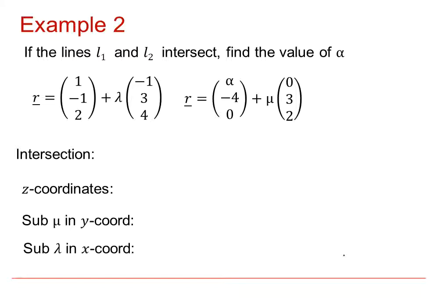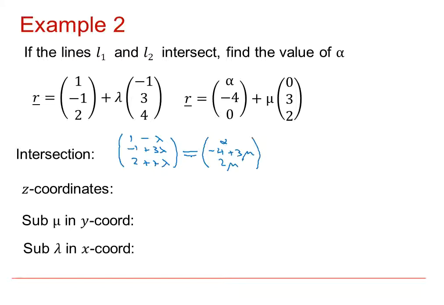So in this example, we are told that the lines L1 and L2 intersect, and we need to find the missing value of alpha. If these two lines intersect, then I would write the first line in a nice single vector form, and the second line in a nice simple form. And we know that these two lines meet, so they must equal each other.